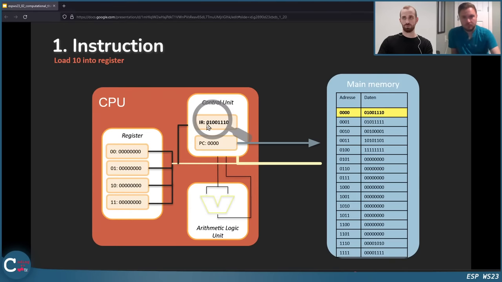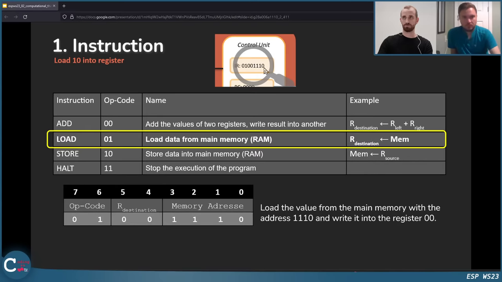Looking at this instruction here, I've pointed it out again. The first two values are 0 and 1. The operation code 01 is a load, which means in general we want to load data from the main memory. Then the next bits are 00. These next bits are the destination register.